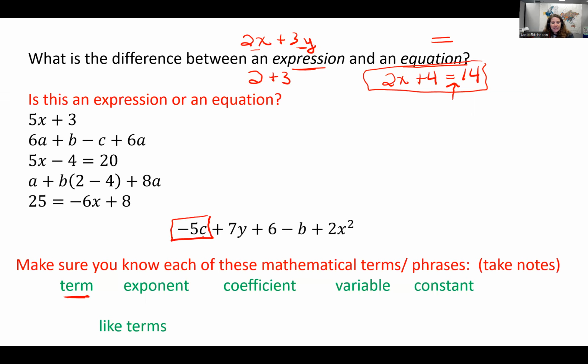Negative 5c is the first term. And then there's a plus sign. So it separates the first and second term. The second term is positive 7y. I see a plus sign. So the third term is positive 6.